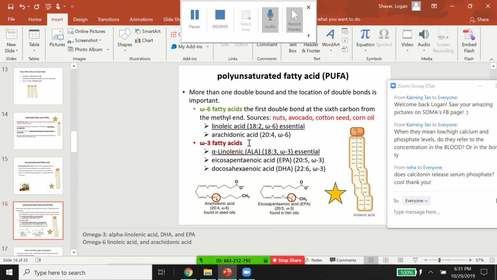So there's omega 6 and there's omega 3. Now, as I mentioned earlier, what that means essentially is where that double bond is located. Notice here, with omega 3s, it's located at these three positions, where the first one is, and then omega 6, it's where the first one is located, right here at this 6. Once again, I have it in red here, where these omega 6s come from. They come from nuts, avocado, cotton seeds, or corn oil. So that's where they come from.